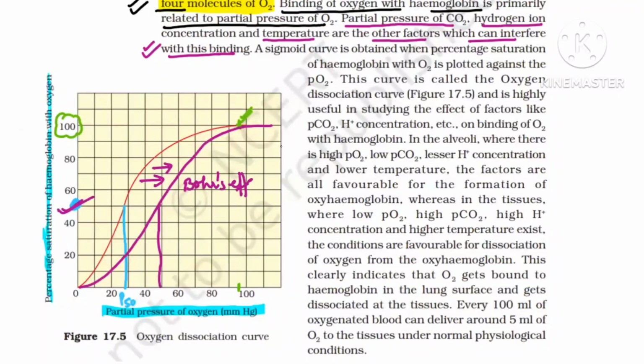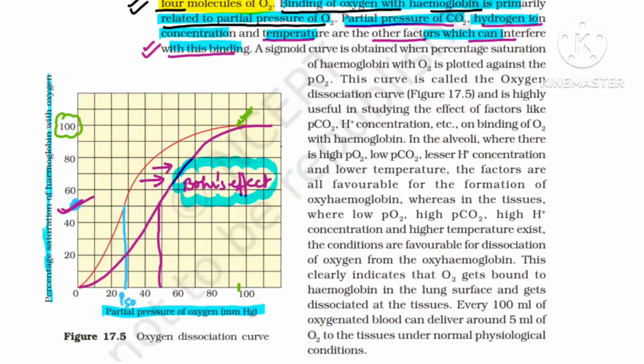Right now we studied that it is primarily affected by oxygen, but other factors also play a role. Please focus. Binding of oxygen with hemoglobin is primarily related to the partial pressure of oxygen, but other factors also play a role, like partial pressure of carbon dioxide, hydrogen ion concentration, and temperature. They are the other factors which can interfere with this binding. As a result, at tissue level, the curve will shift to the right. We say this is the Bohr effect. It means now oxygen will be dissociated from hemoglobin.